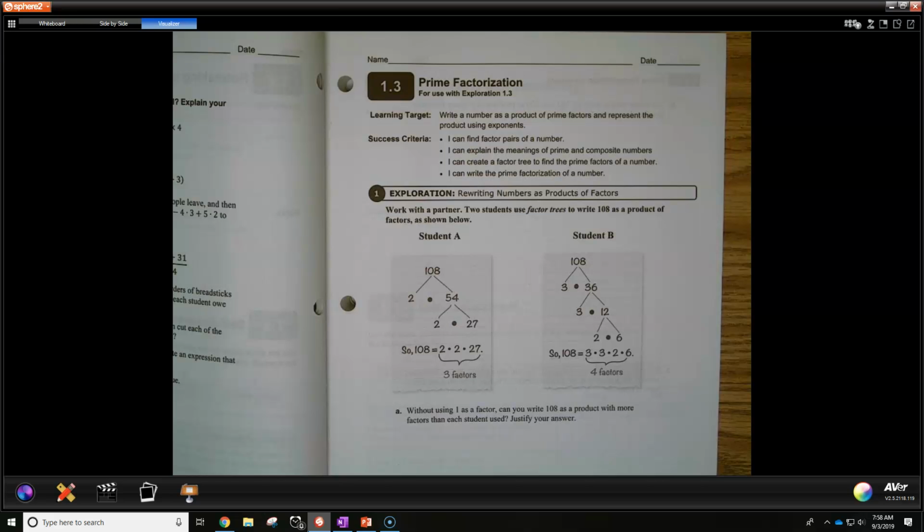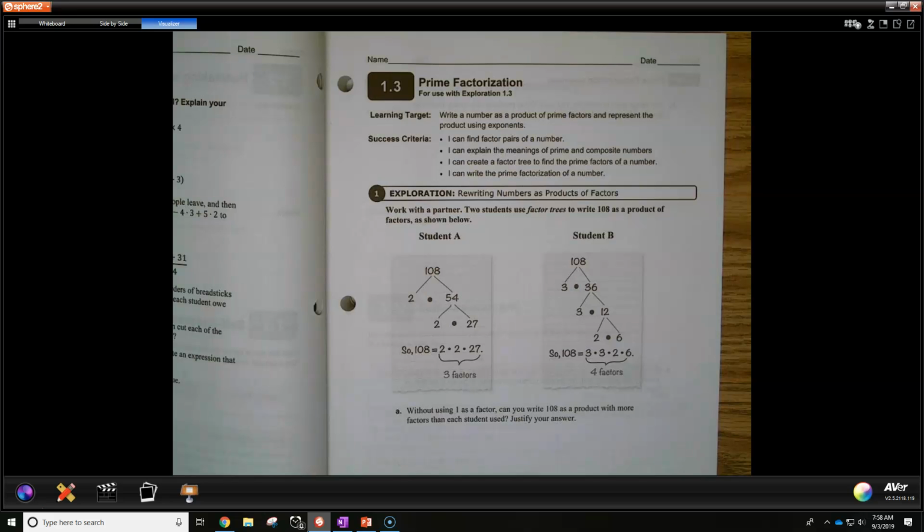Notice that they did a factor tree. They didn't just randomly guess numbers and say, oh, I'm going to do 23 now. They had a method. Student B said, 3 factors? Yeah, I'll do it in 4. So instead of 2 times 54, they said 3 times 36. 3 times 36 is 108. Then they took 36 and made it 3 times 12, because 3 times 12 is 36. They took 12 and made it 2 times 6. So then they said, I have 3 times 3 times 2 times 6, and that would equal 108. They are correct, and they did it with 4 factors.